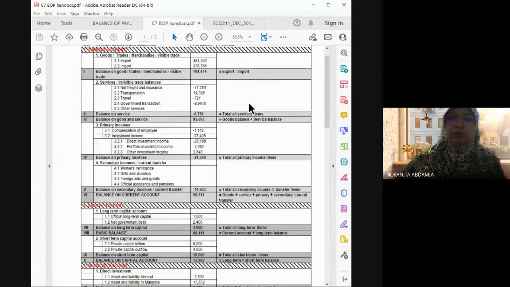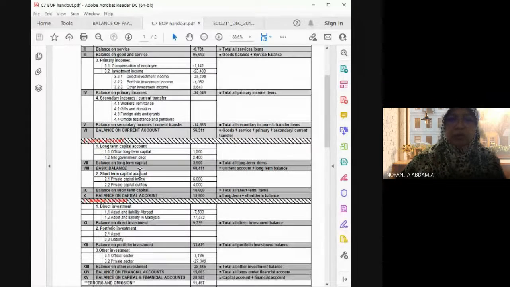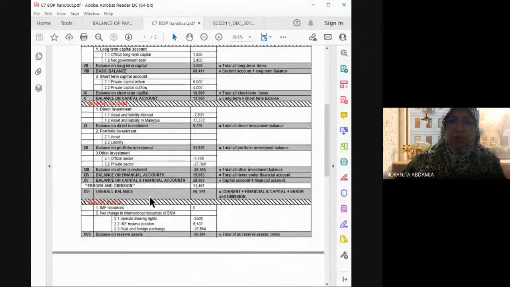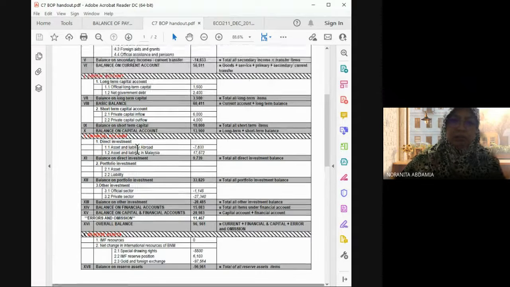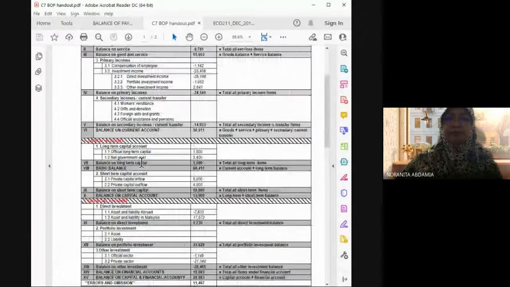Alright. Okay, try to look at this. The big one that I marked in red, what is this? Current account. Alright, second, this is the capital account. Okay, this is the financial account, and last is the reserve asset. So these are three, but these last two are actually combined under one major account, which is the financial account. Alright.